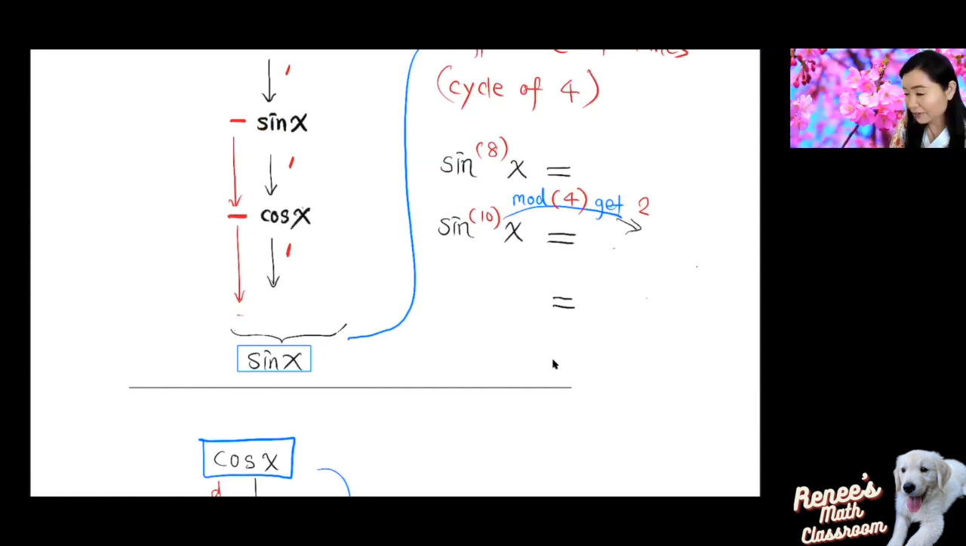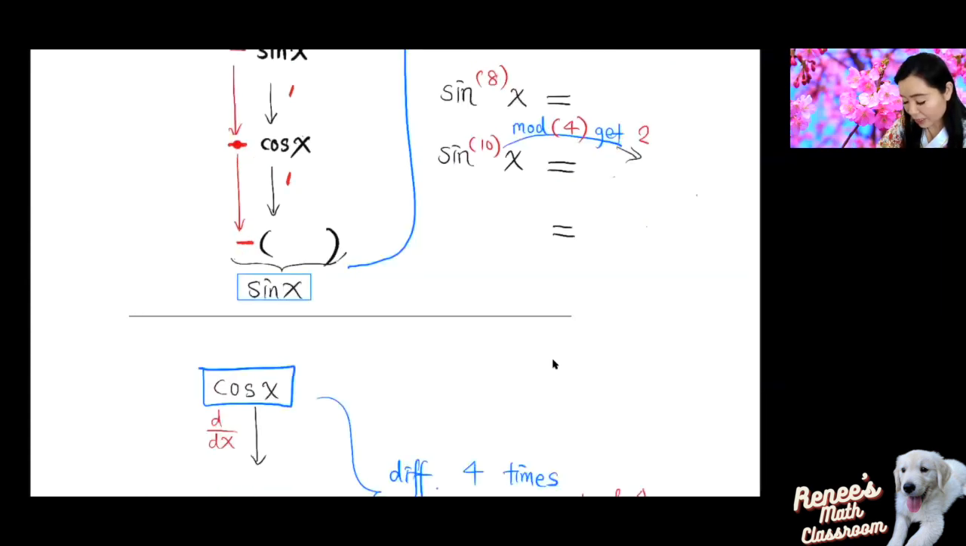Okay, differentiate this one more time. You have this negative sign in front. The derivative of cosine x here is negative sine x. Now, when you have this negative and negative here, they cancel, and it becomes sine x.